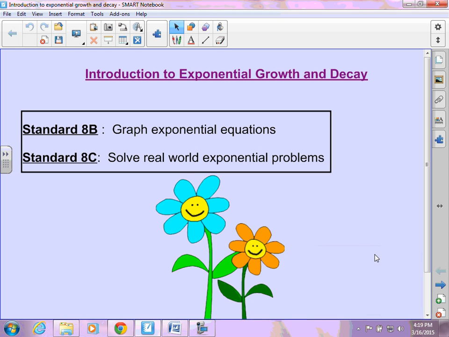This is the first part of the second half of chapter 8, and you're going to notice that there are two standards we're going to be looking at: graphing exponential equations and solving real-world exponential problems. You're going to notice that our graphs aren't straight lines anymore. They kind of have a J look to them, or an L look to them. But this will be the next section that we're going to be studying.